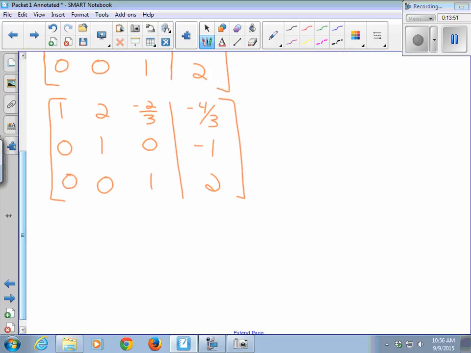All the things above it, yeah. So I'm using this 1 to knock out everything above it. When I move to the next column, I'm going to use the 1 to knock out the stuff above it. So the pivots are like your tools that you can use to knock out the stuff you don't want. So here, I want to get rid of this negative 2/3 in row 1, right? So row 1 is going to become row 1 plus 2/3 row 3.